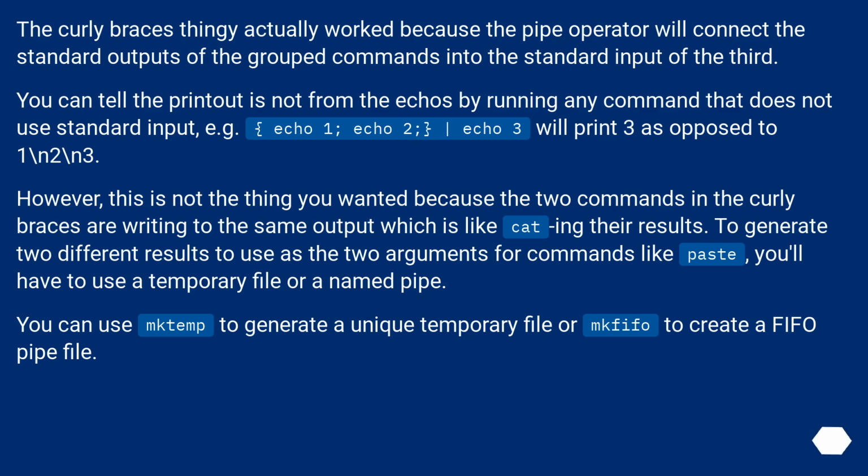To generate two different results to use as the two arguments for commands like paste, you will have to use a temporary file or a named pipe. You can use mktemp to generate a unique temporary file or mkfifo to create a FIFO pipe file.